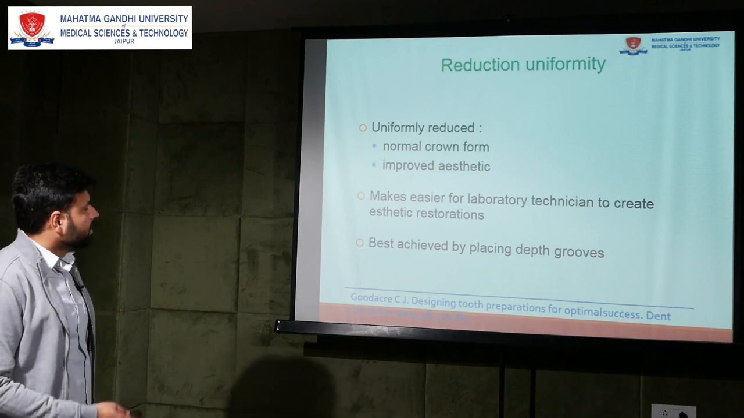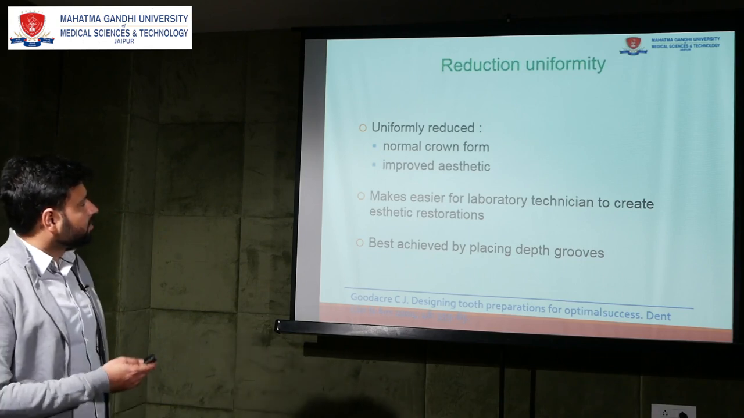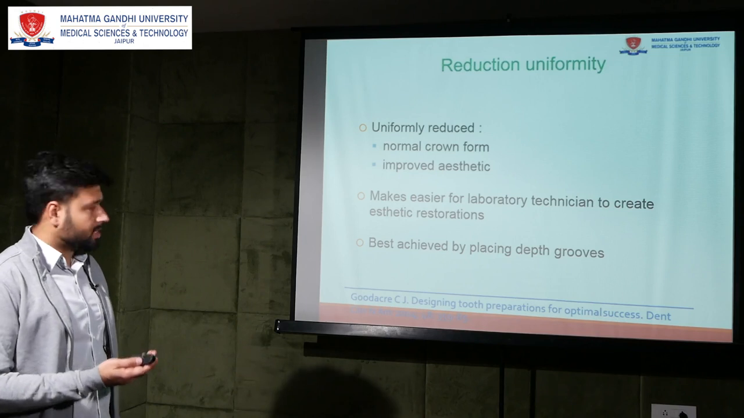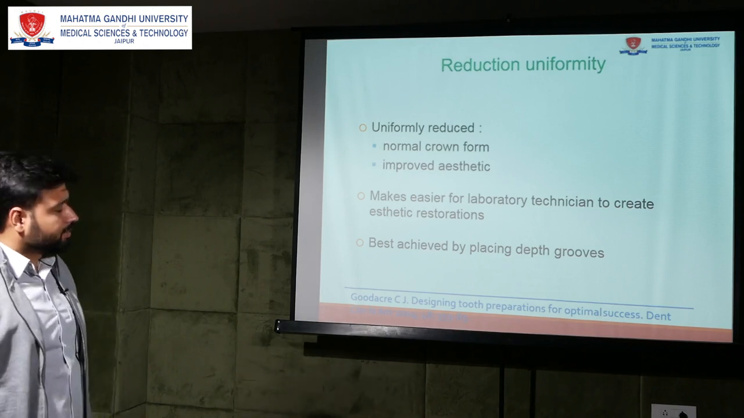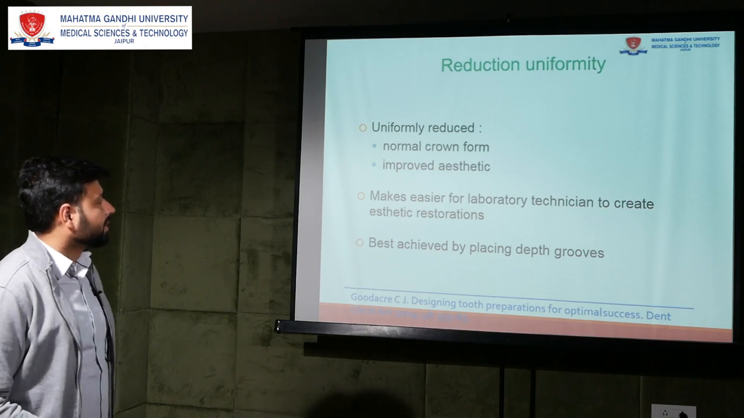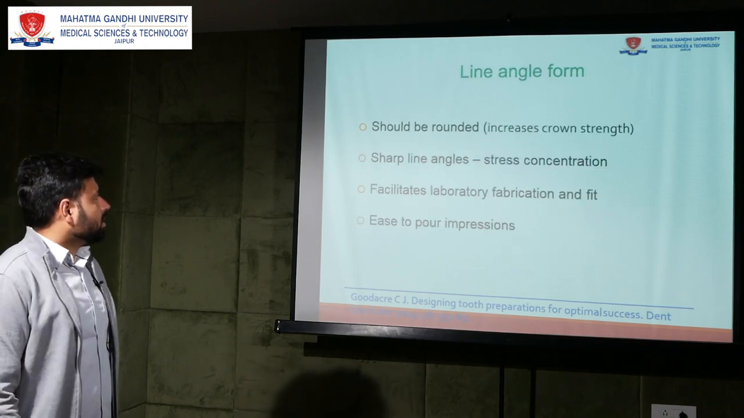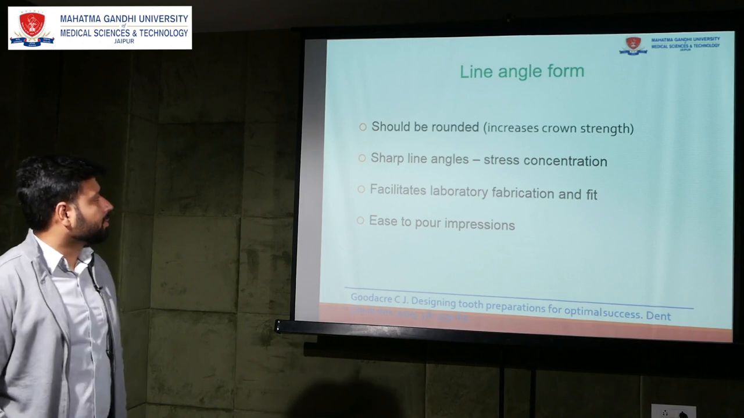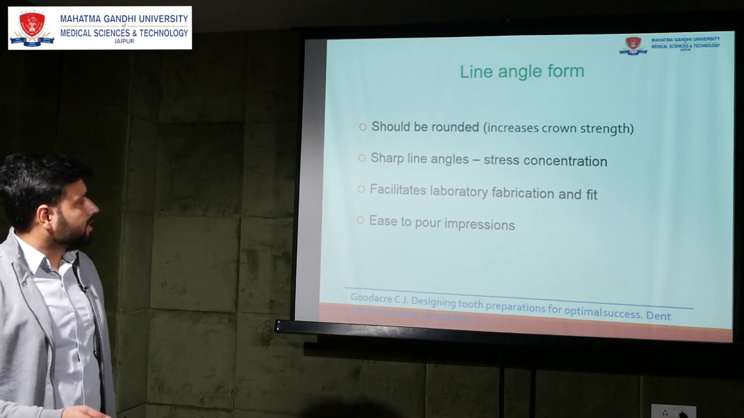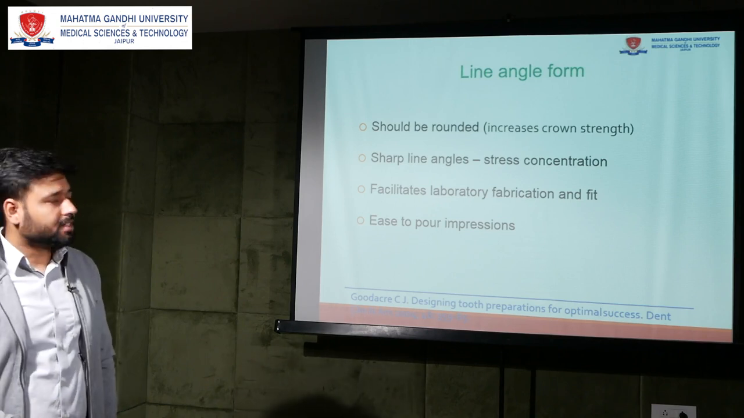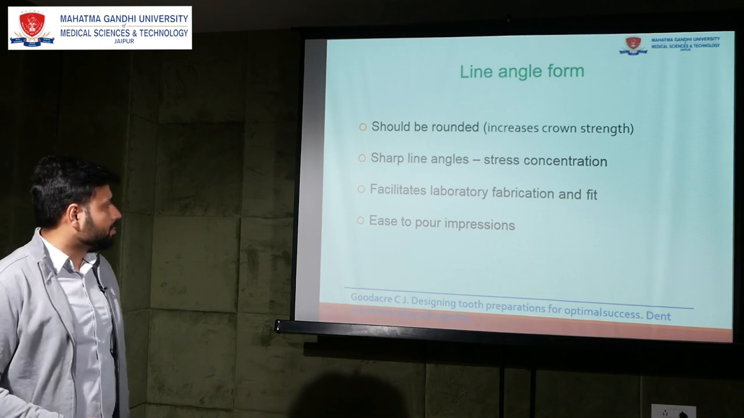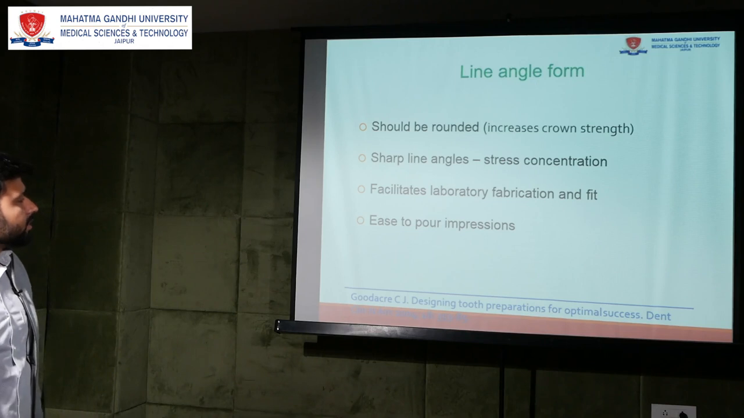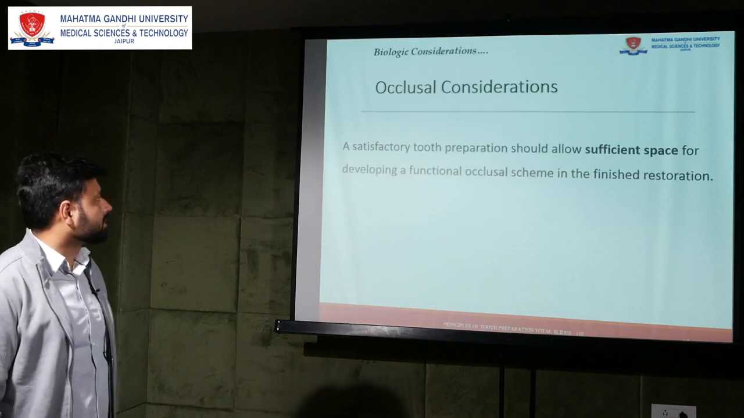Reduction uniformity: uniformly reducing the crown improves aesthetics and makes it easier for the laboratory technician to create an aesthetic restoration, and it is best achieved by placing depth grooves. The line angles should be rounded. Sharp line angles provide more stress concentration that can cause a fracture of the tooth. Rounding also facilitates laboratory fabrication and fit and ease of impressions.